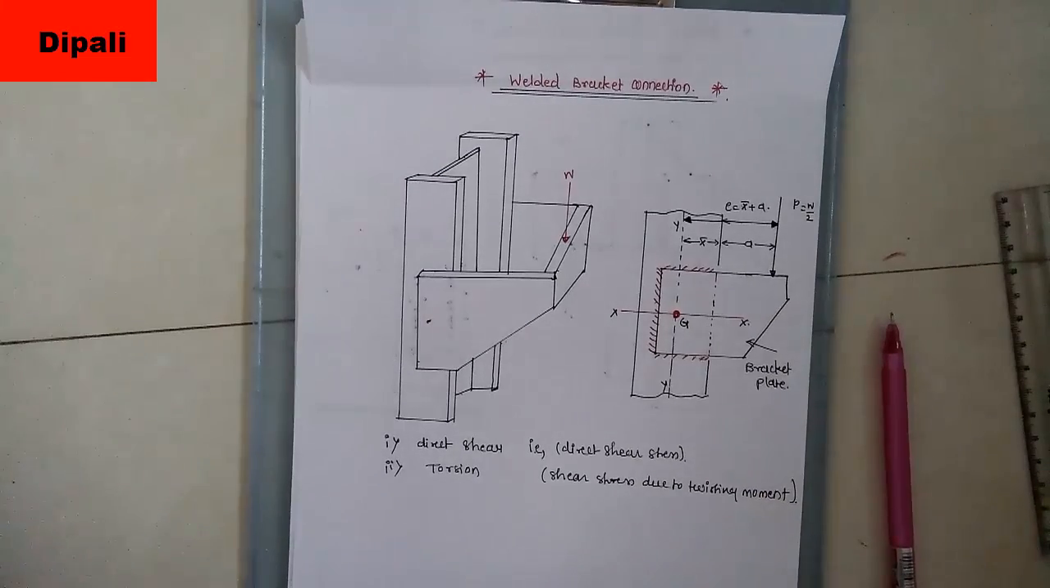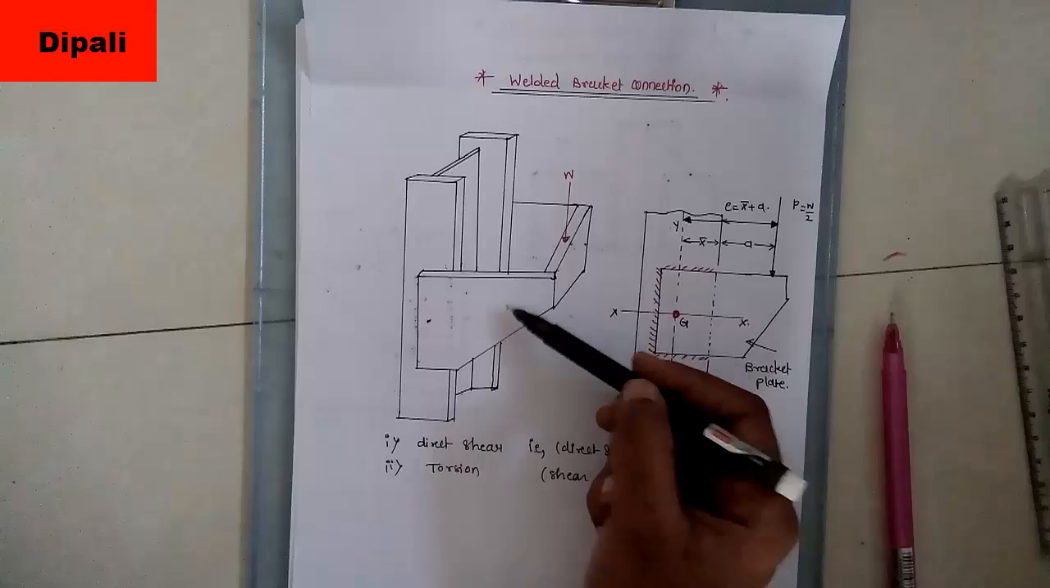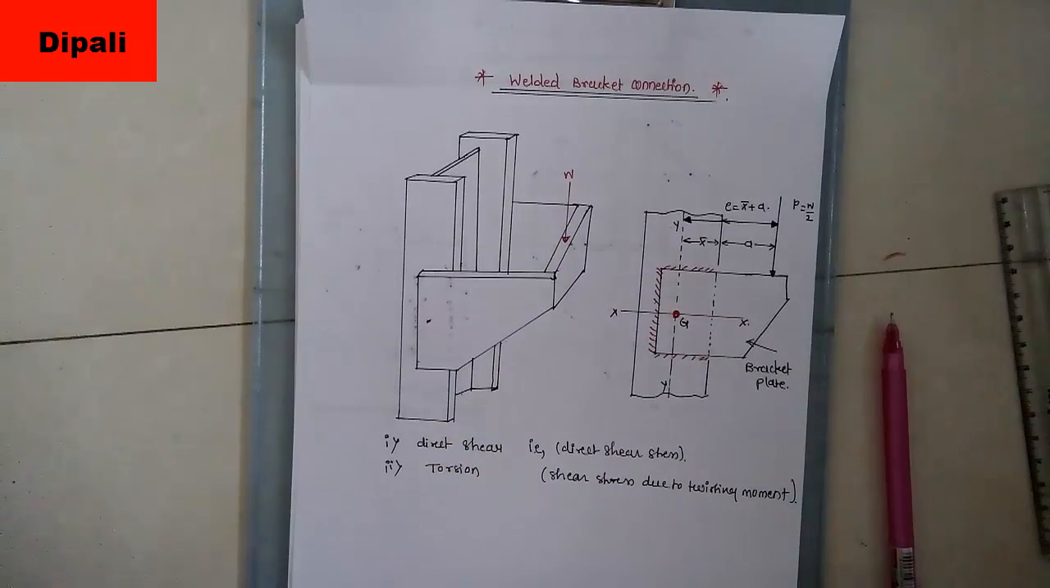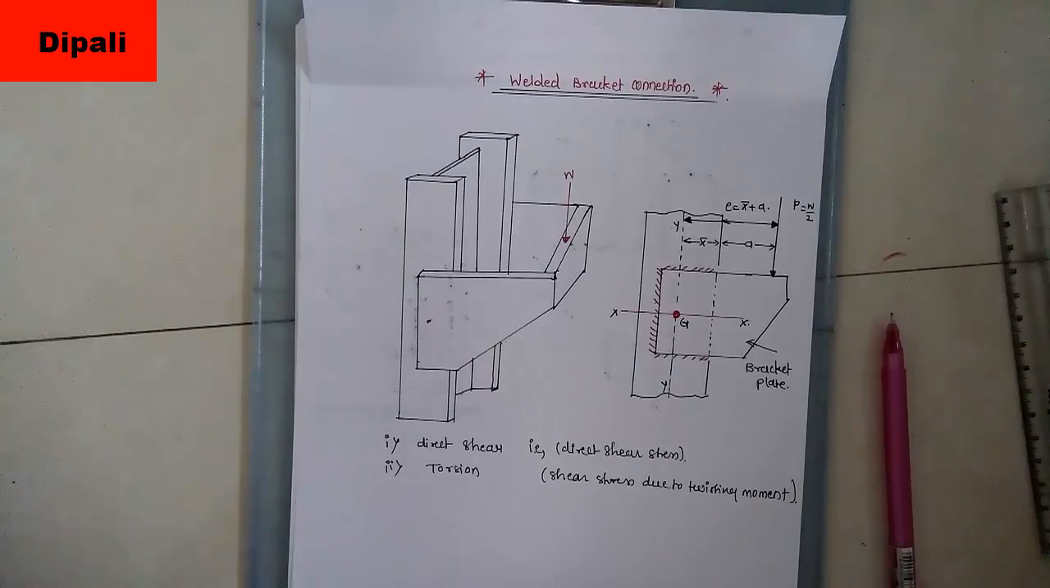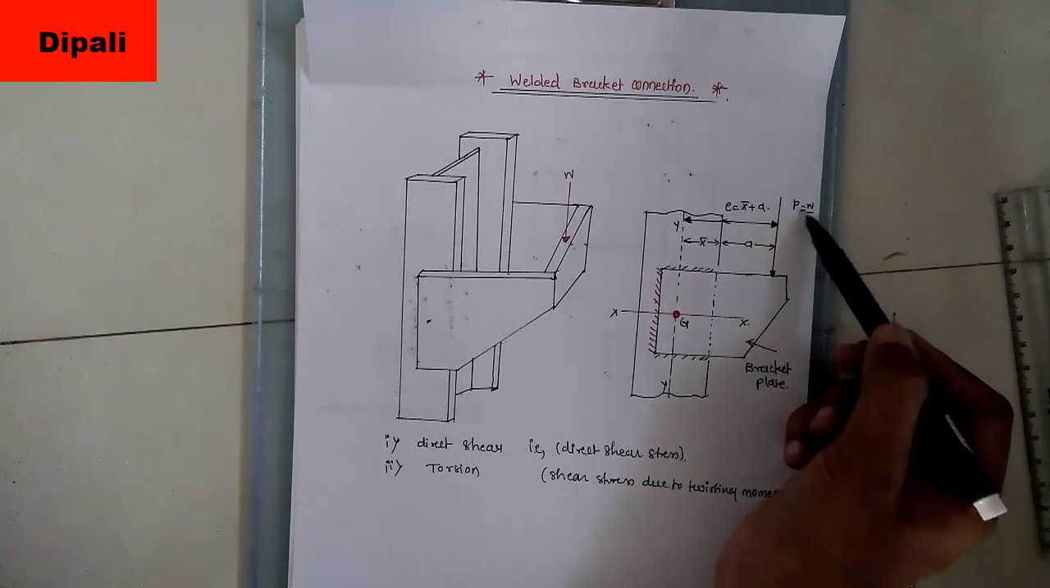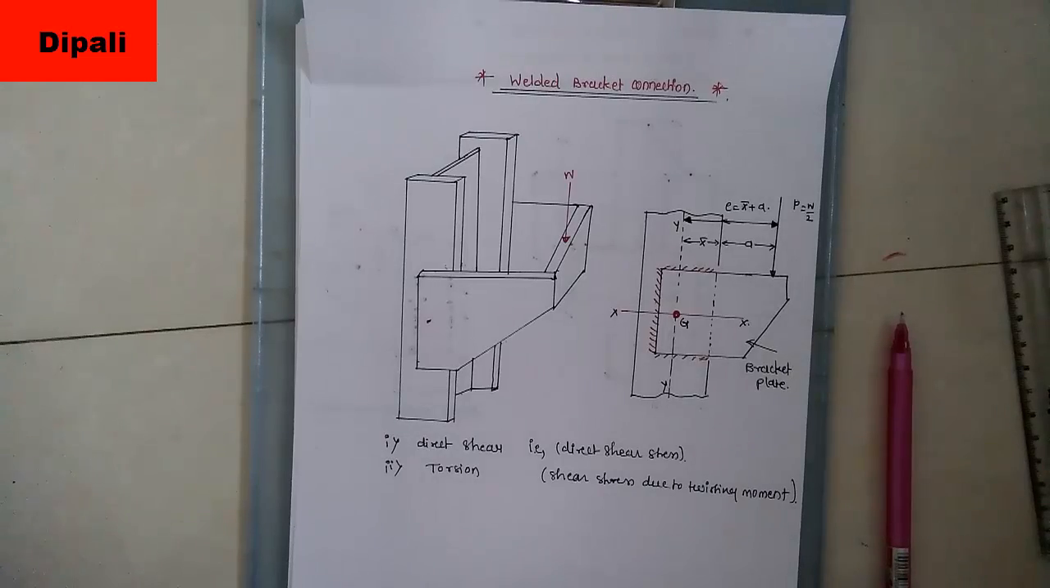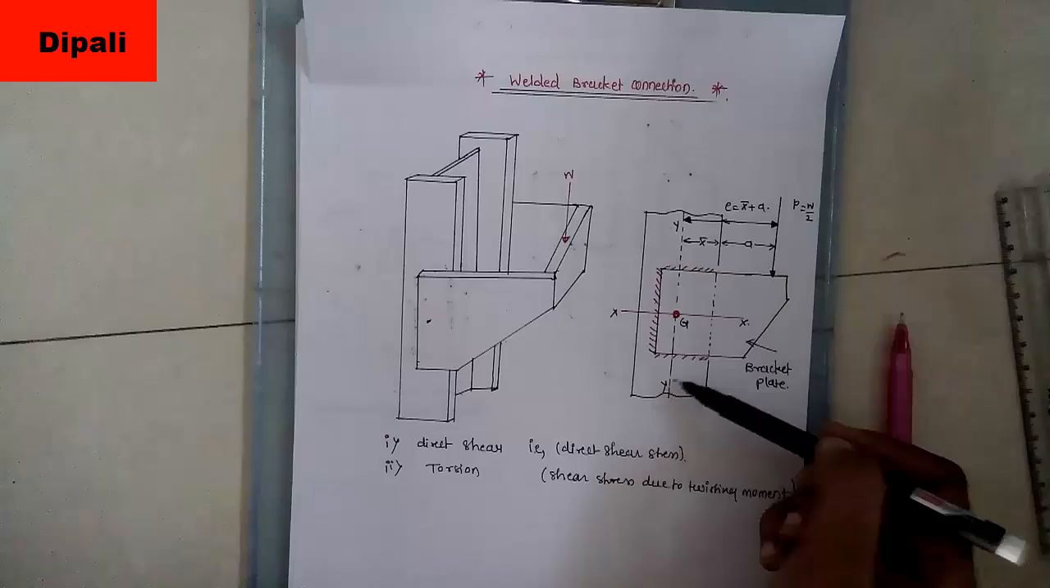Basically, what is a welded bracket connection? The bracket connection consists of two bracket plates. As you can see in this diagram, the bracket plate is welded to the flange of a steel column. If load W is applied to the bracket, a load P equal to W upon 2 is transmitted to each bracket plate. The line of action of load P does not pass through the centroid of the weld group.